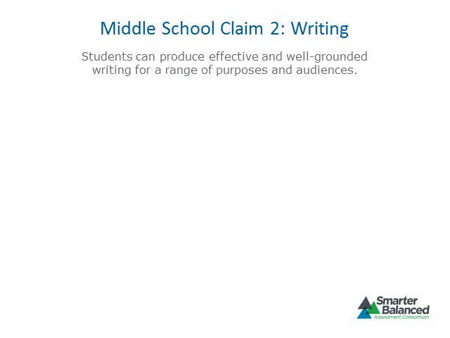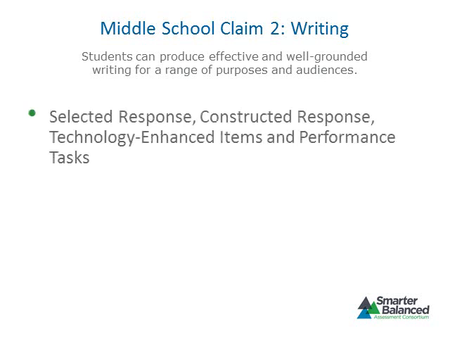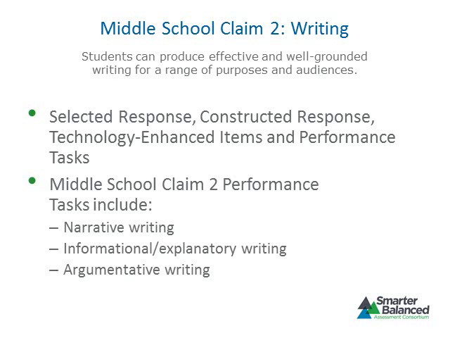Claim 2 focuses on writing skills and states that students can produce effective and well-grounded writing for a range of purposes and audiences. Evidence for Claim 2 will be provided by selected response, constructed response, technology-enhanced items, and performance tasks that focus on writing, revising, and editing brief texts and full compositions or full writes. For middle school students, full compositions involving planning, revision, and editing will be assessed with performance tasks. Middle school performance tasks combine reading, research, and writing skills. Performance tasks will also require students to plan, write, revise, and edit narratives, informational compositions, explanatory compositions, and argumentative compositions.